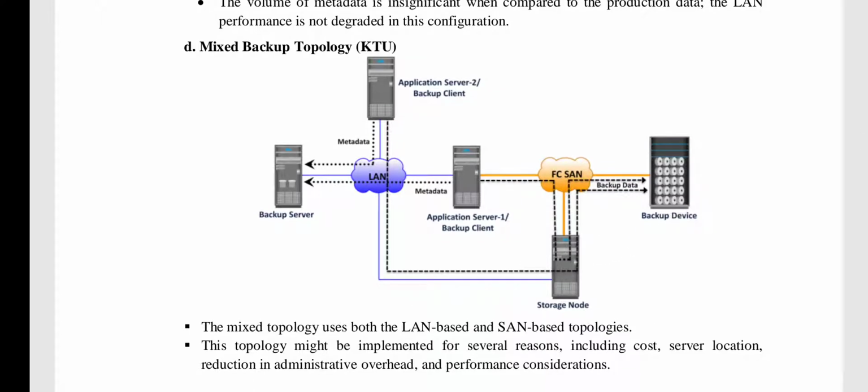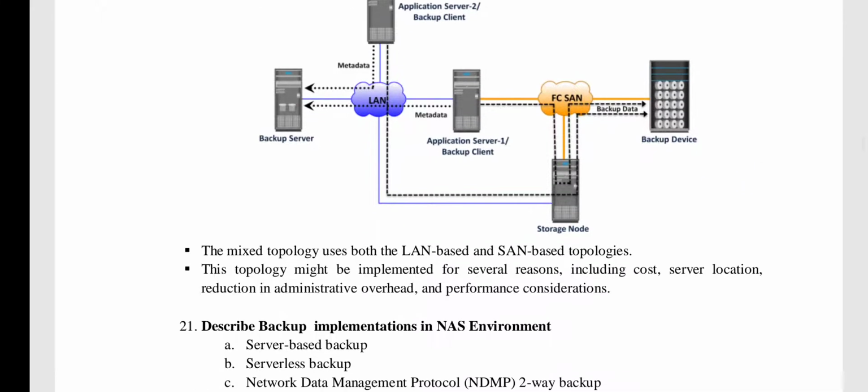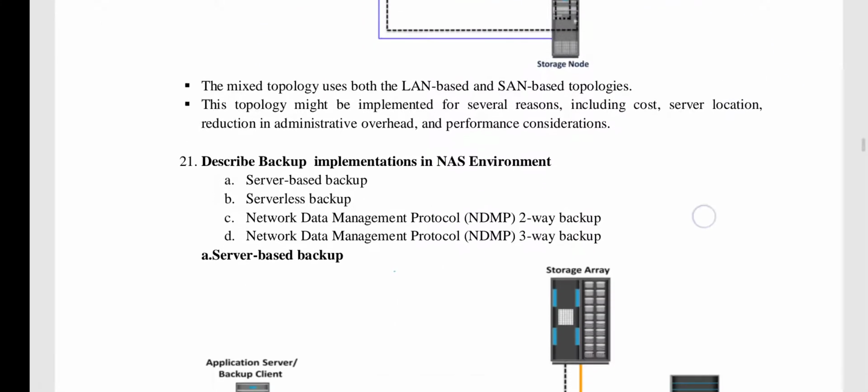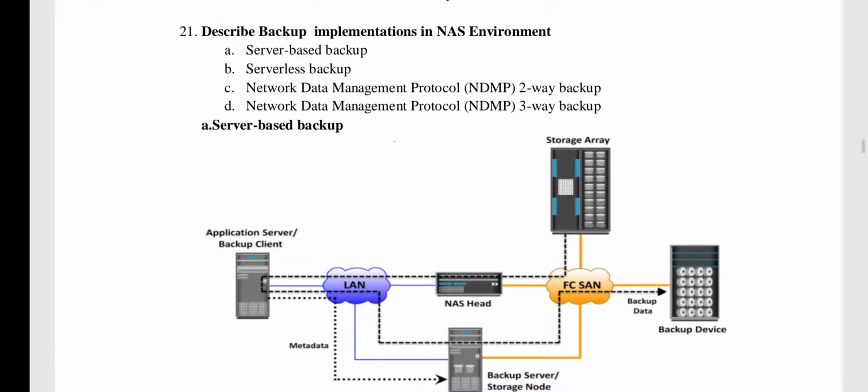Okay, then in some cases the backup client will send the data to the storage node and to the backup device through the FC SAN. So it is a mixed topology, and you can see both sends the metadata through the LAN to the backup server.